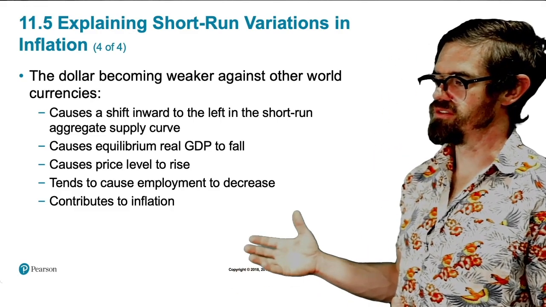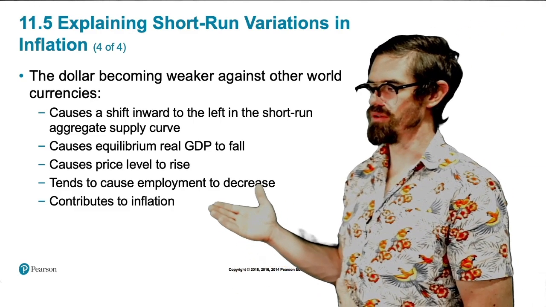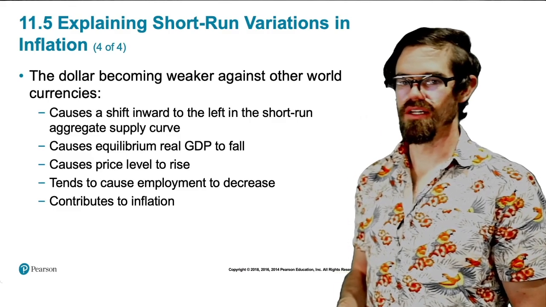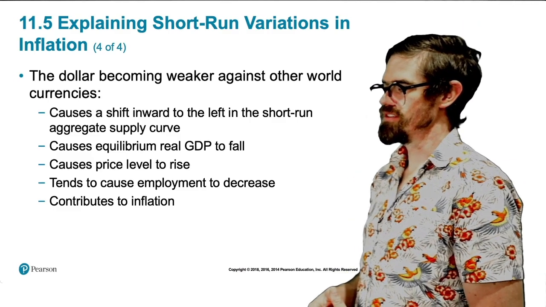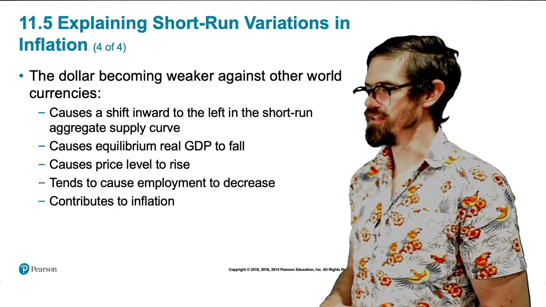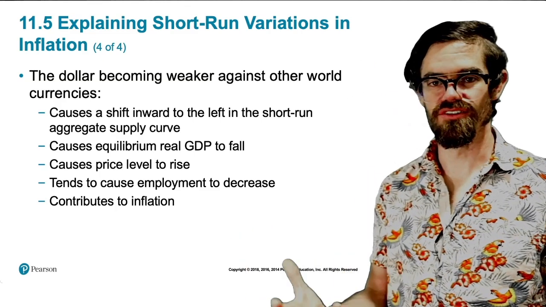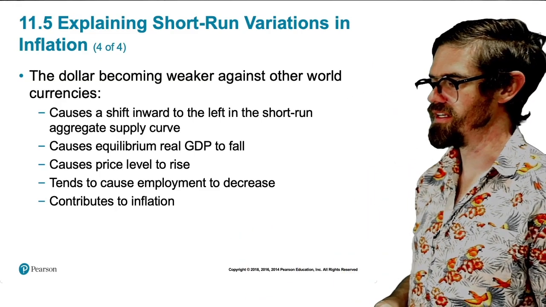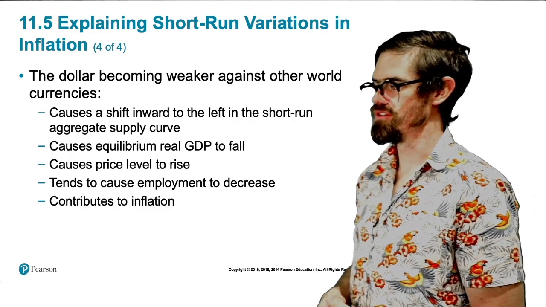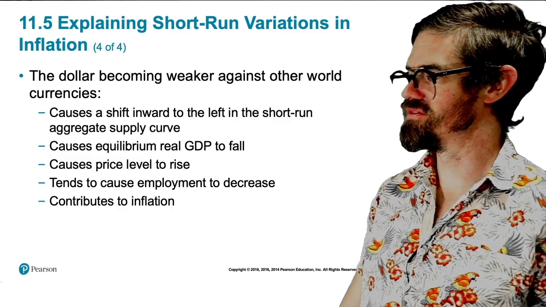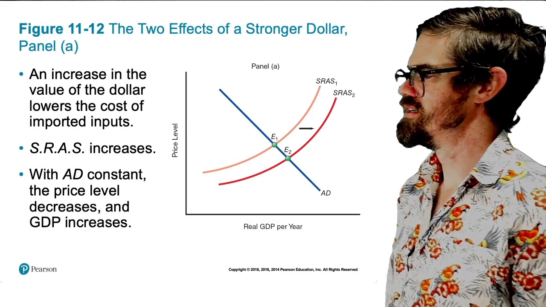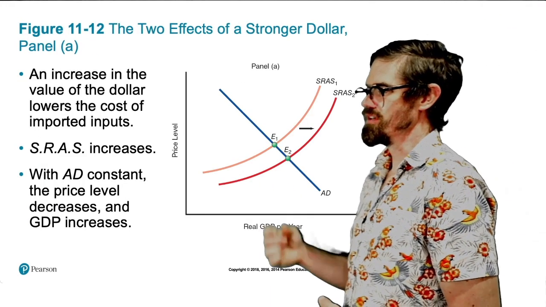This causes real equilibrium GDP to fall, and it also causes the price level to rise. This tends to cause employment to decrease, so it increases unemployment, and it also contributes to inflation. So again, this would be cost push inflation as a result of a weaker dollar. Okay, so this is what it would look like.